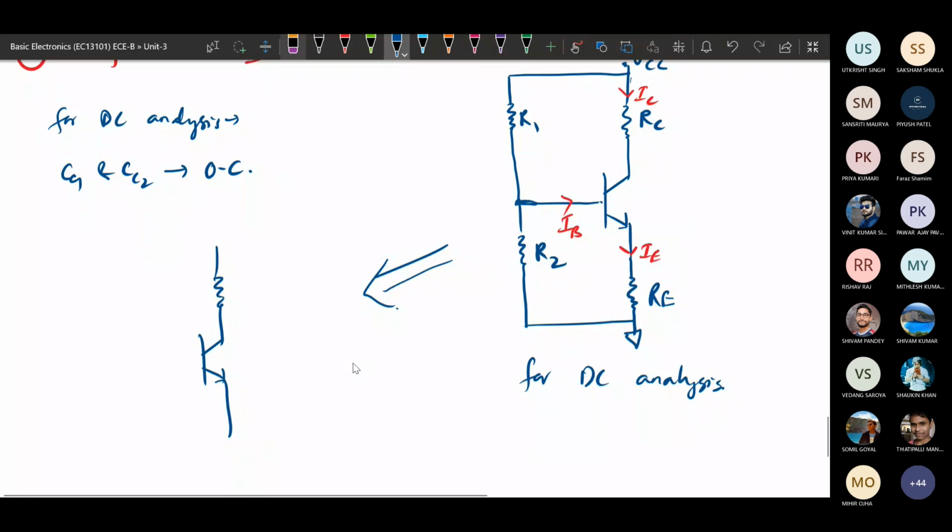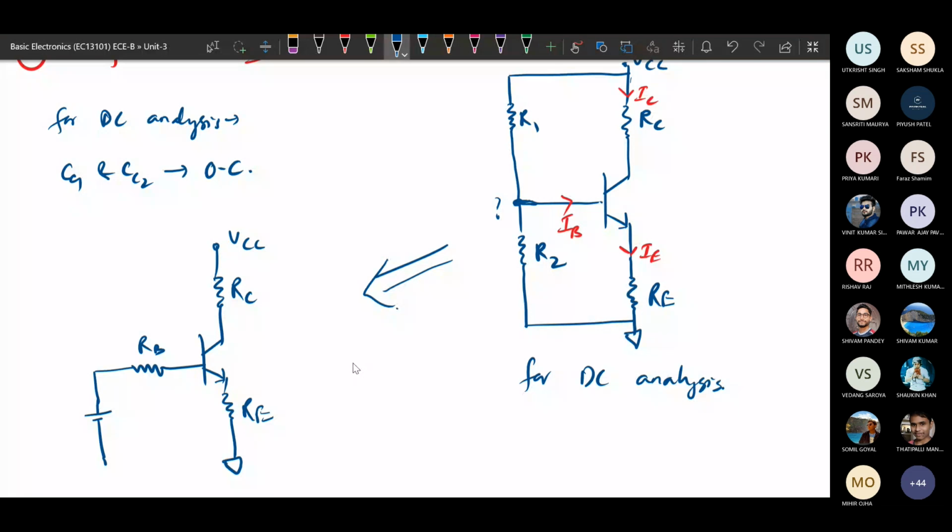Okay, so that will be of the form: this is RC, this is VCC. On the base side, R1 and R2, whatever their equivalent resistance is, will be represented by the base resistance RB, and whatever voltage appears at this terminal will be represented by a voltage source, the Thevenin equivalent. So we will represent its equivalent circuit.